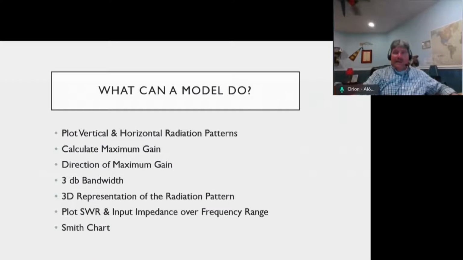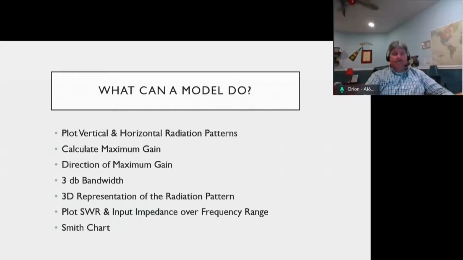So in summary, what can it do? Well, it can plot vertical and horizontal radiation patterns. It can calculate your maximum gain. It can show the direction of where your maximum gain goes. It can show you the 3 dB bandwidth. It can give you a 3D representation of the radiation pattern. You can plot SWR and impedance over frequency range and see where your antenna has its lowest SWR, and you can produce Smith charts for it.